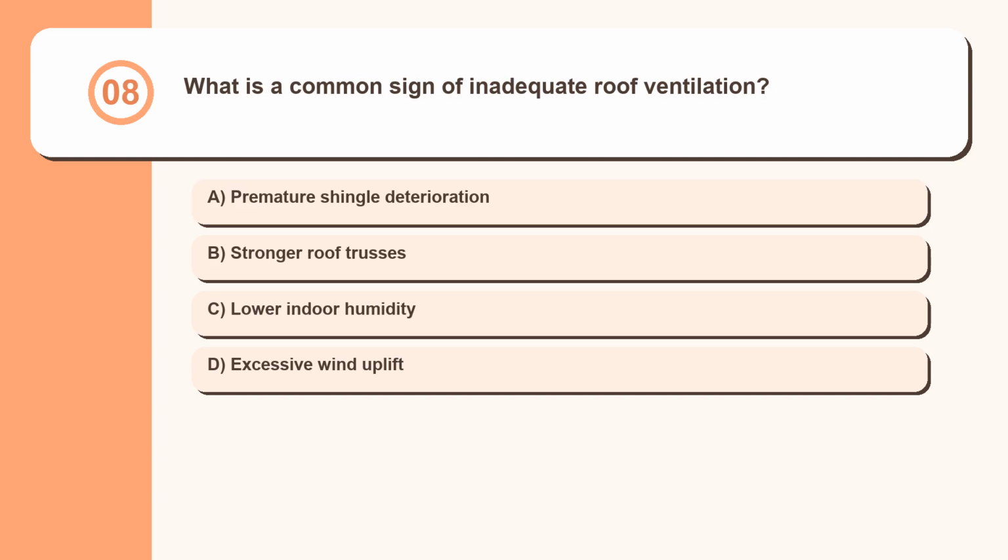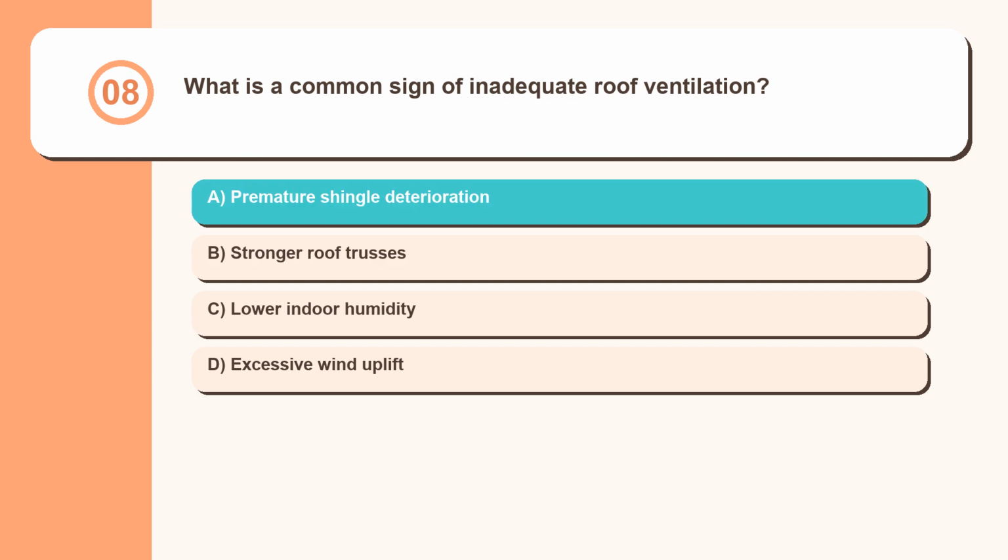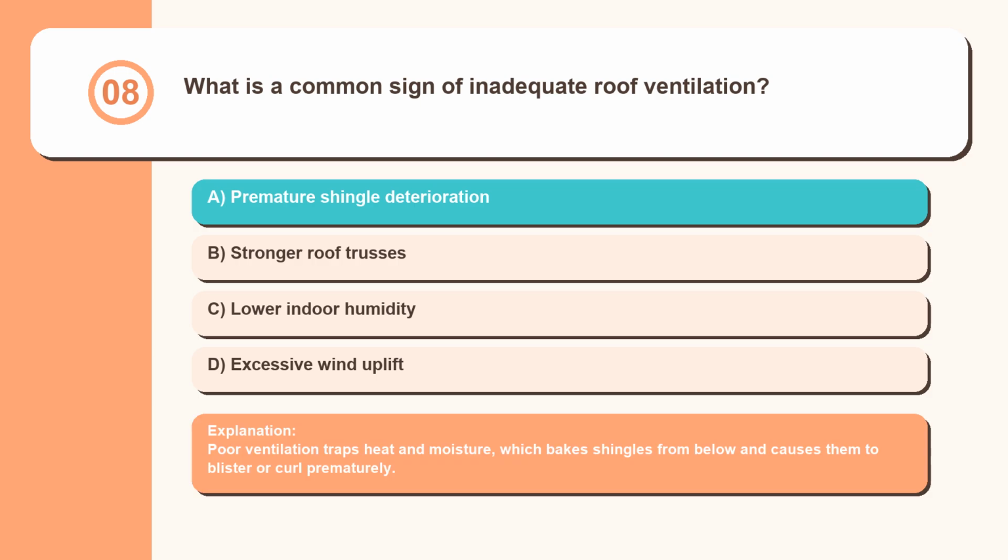Question 8. What is a common sign of inadequate roof ventilation? Premature shingle deterioration, stronger roof trusses, lower indoor humidity, excessive wind uplift. Poor ventilation traps heat and moisture, which bakes shingles from below and causes them to blister or curl prematurely.